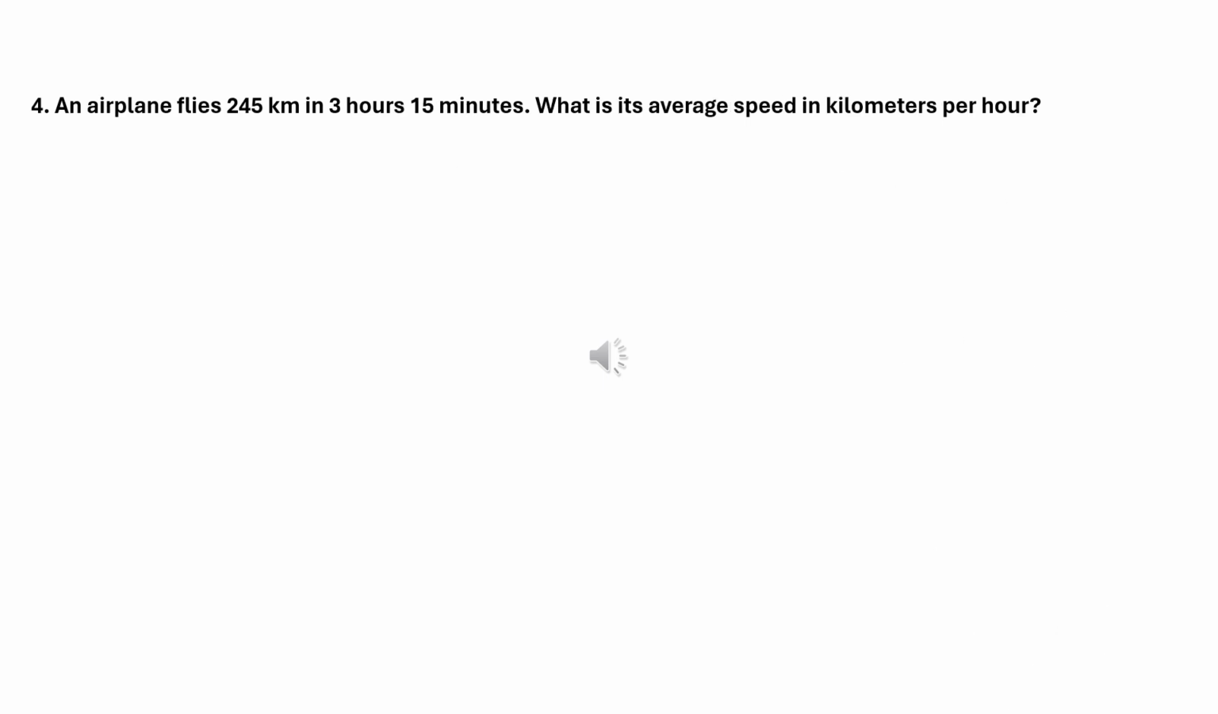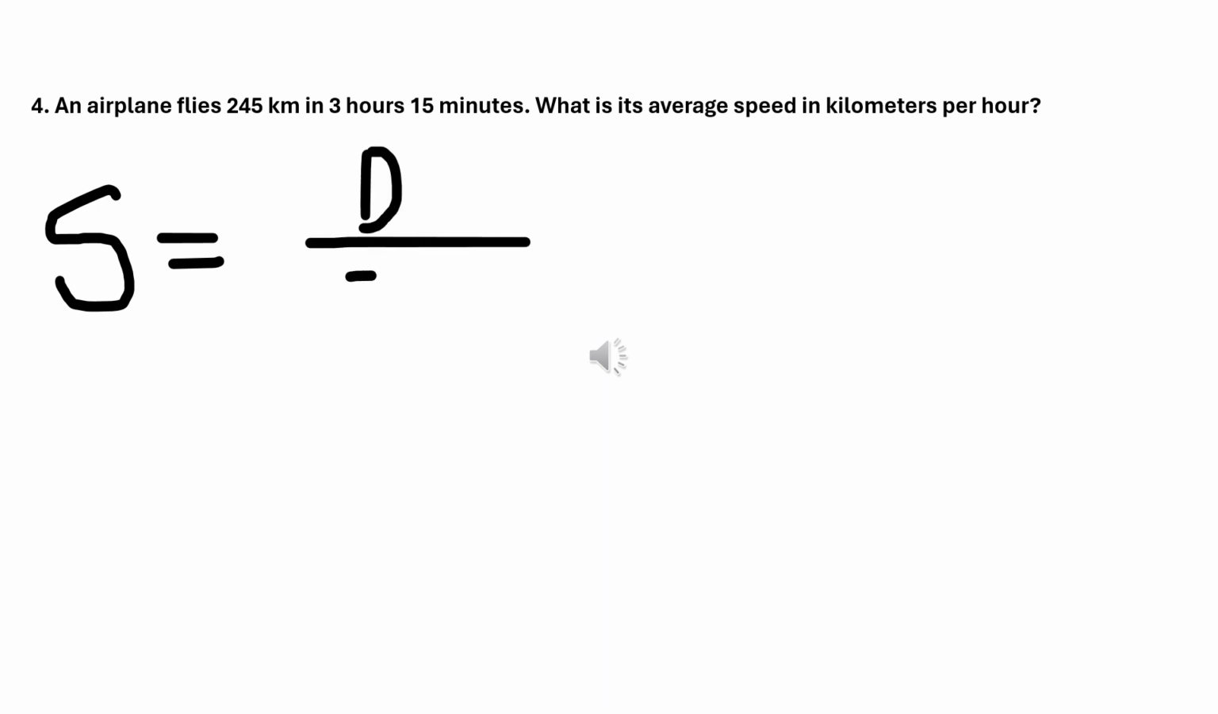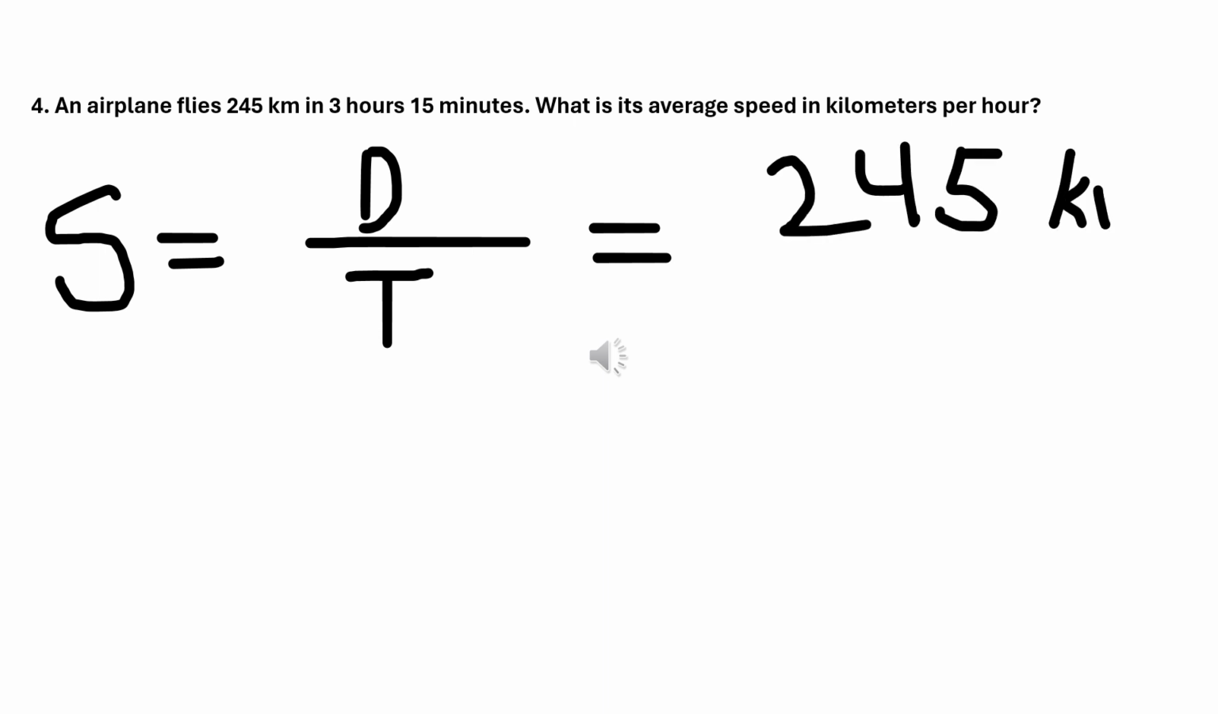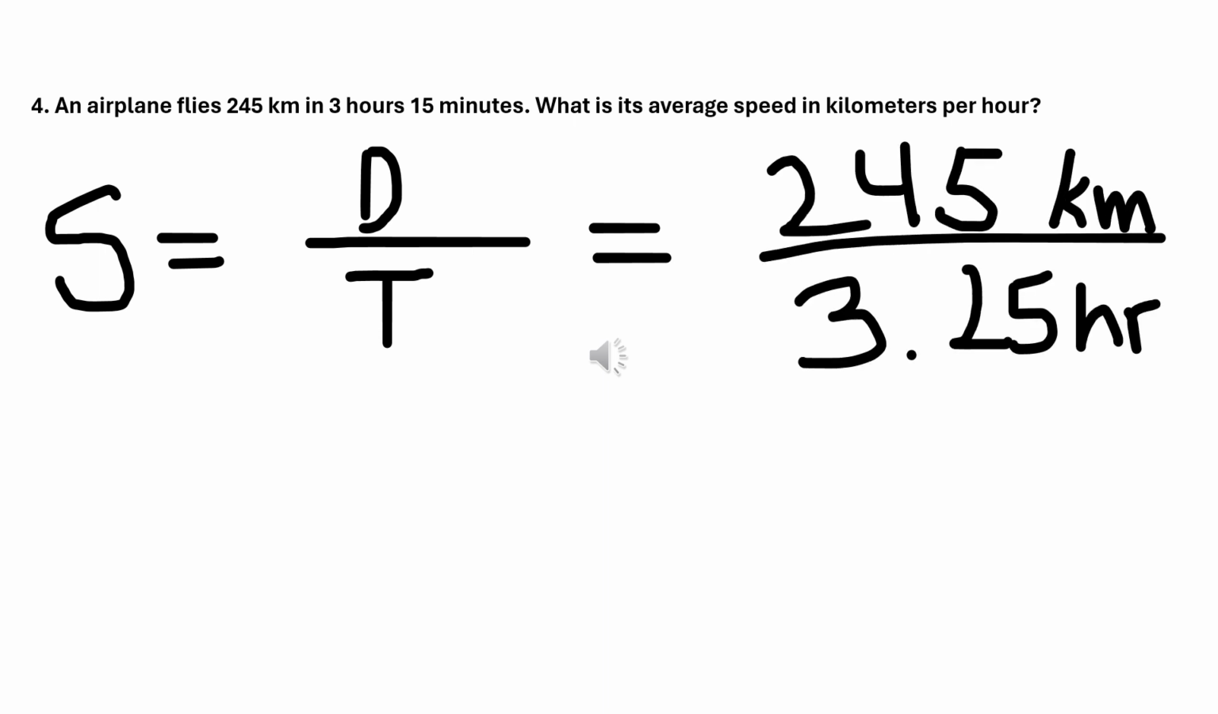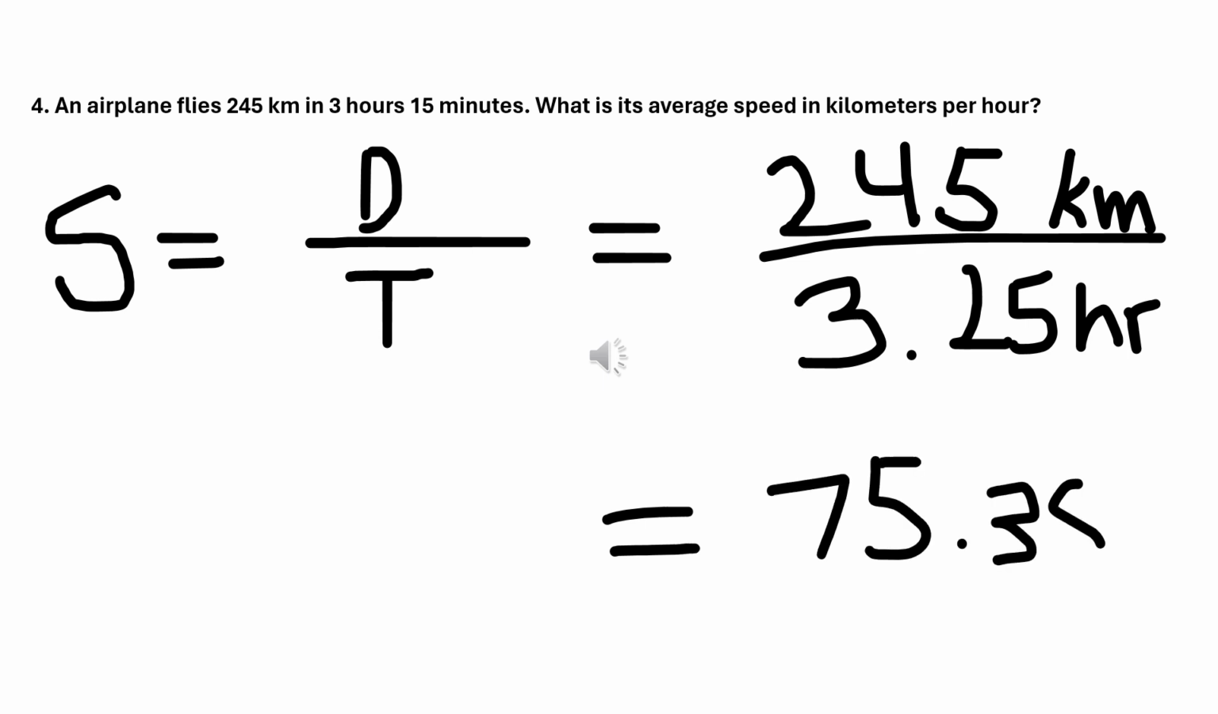And finally, an airplane flies 245 kilometers in 3 hours and 15 minutes. What is the average speed in kilometers per hour? Write our speed formula. Speed equals distance divided by time. We'll plug in our numbers. 254 kilometers divided by 3.25 hours. And we'll use a calculator to get the answer, which is 75.38 kilometers per hour.